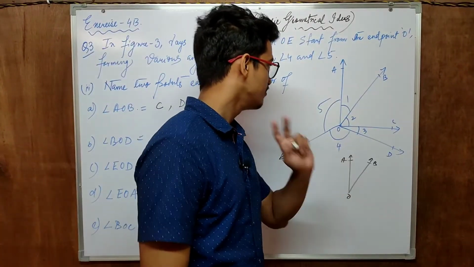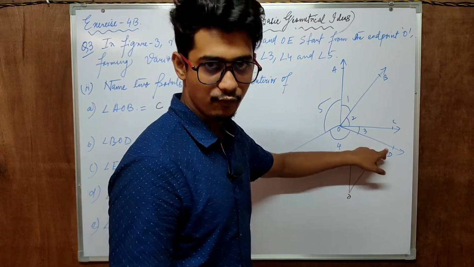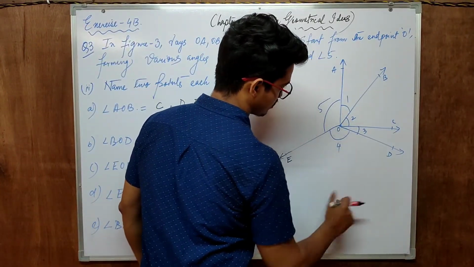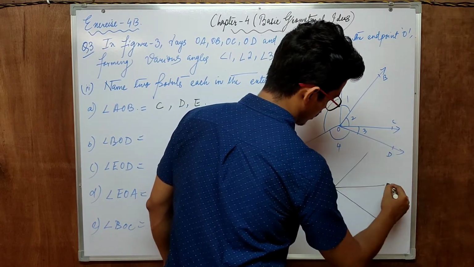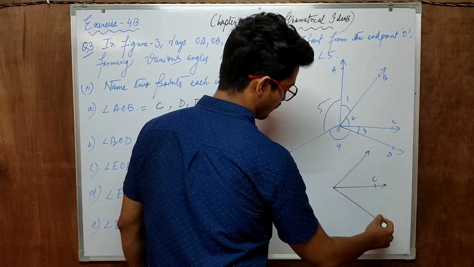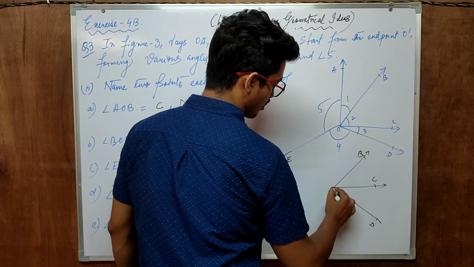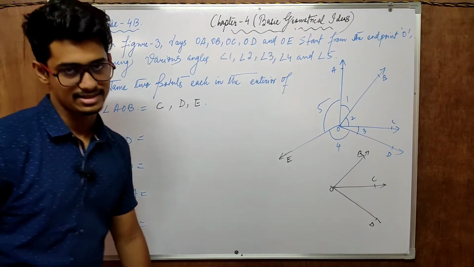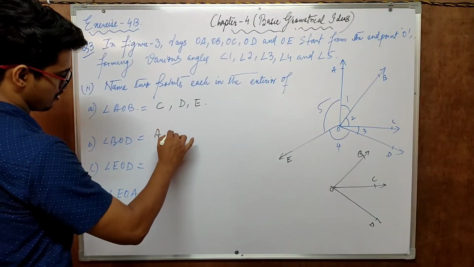So where is BOD? If you observe it carefully, BOD is like this one. There is one point which is in the interior of BOD. Outside of BOD, whatever the points are, these are called exterior points. So that means A and E are the exterior points.